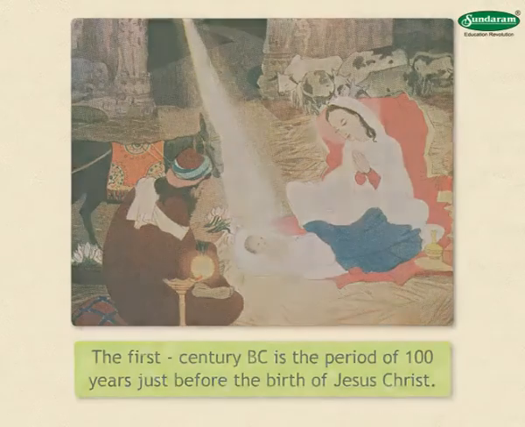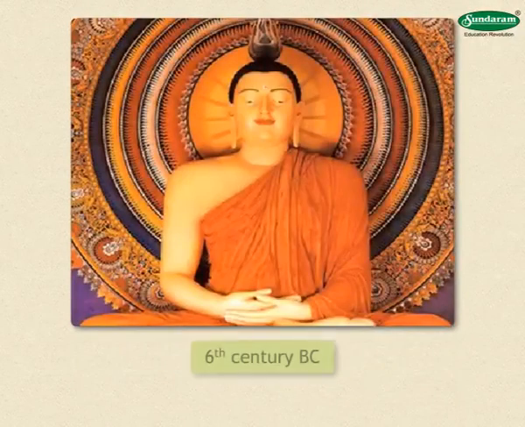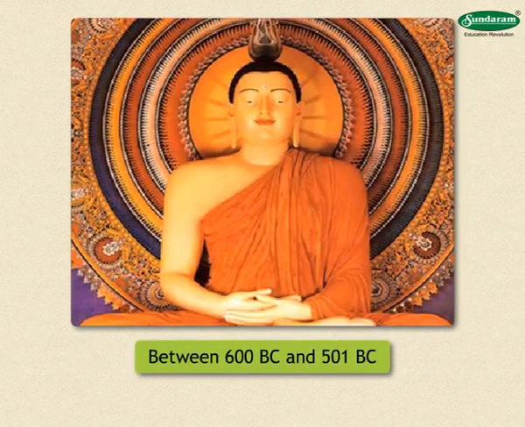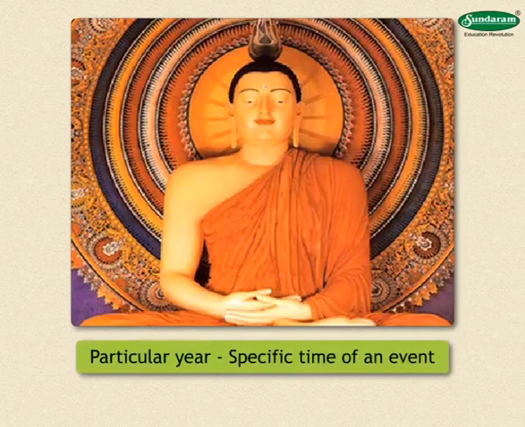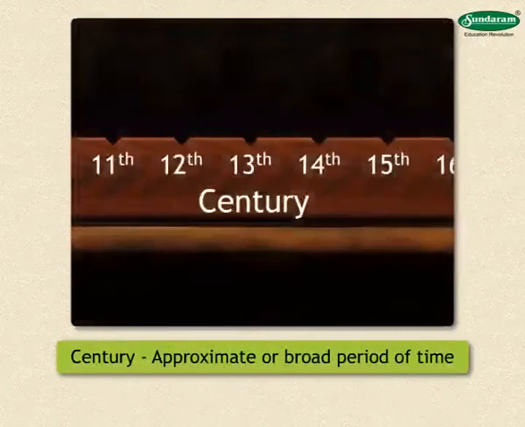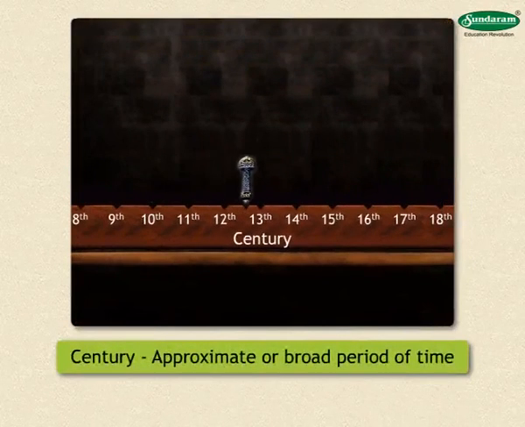When we say that Buddhism was founded in the 6th century BC, we mean that it was founded sometime between 600 BC and 501 BC. Reference to a particular year indicates the specific time of an event, whereas reference to a century indicates an approximate or broad period of time.